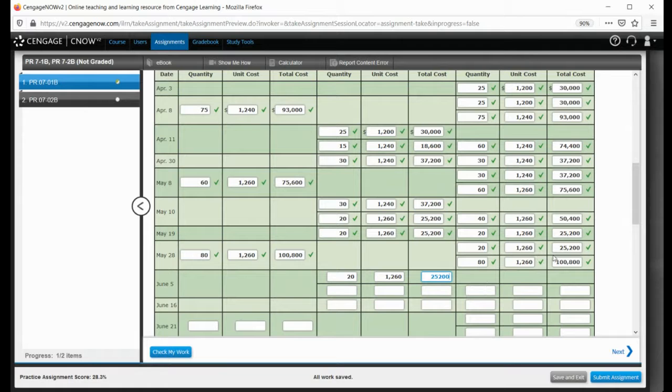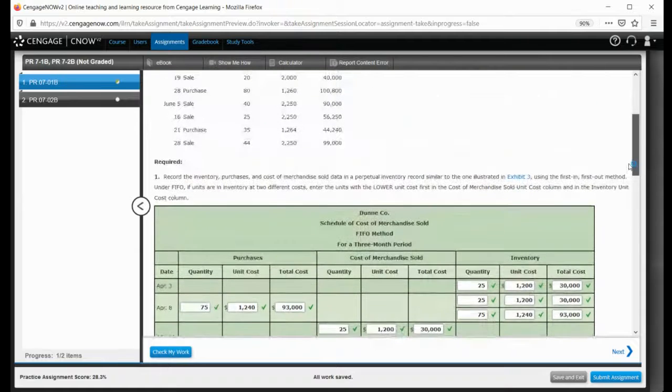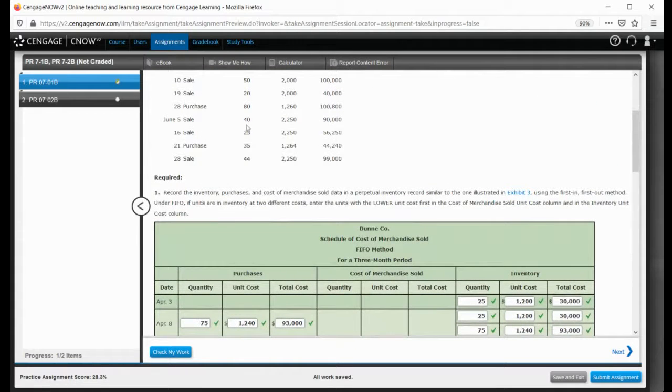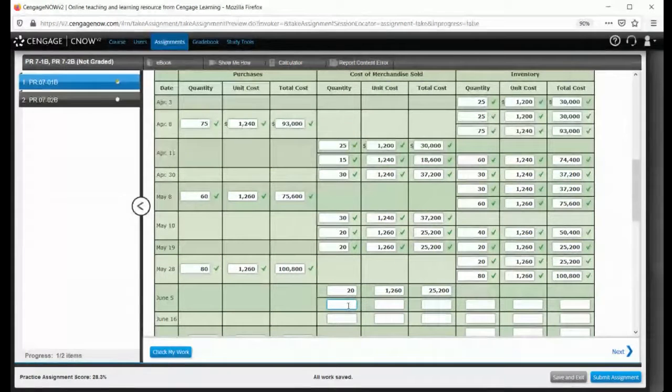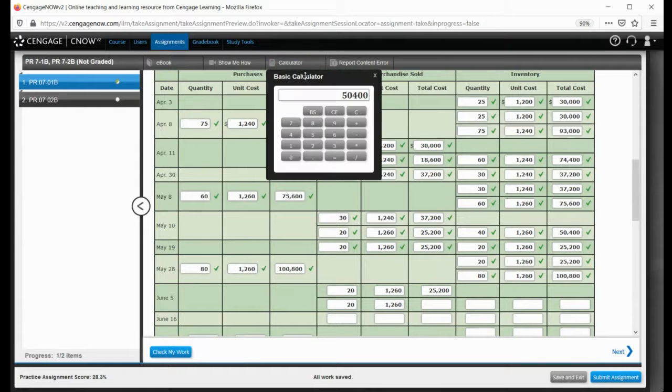So in other words, all of this layer right here is gone. And then we sold, again, I need to look back to see how much we sold. We sold 40 units, so I've accounted for 20 of those, so I have 20 remaining to account for, and that 20 was at $12.60. And so we would multiply 20 times 12.60, and that would give you 25,200.